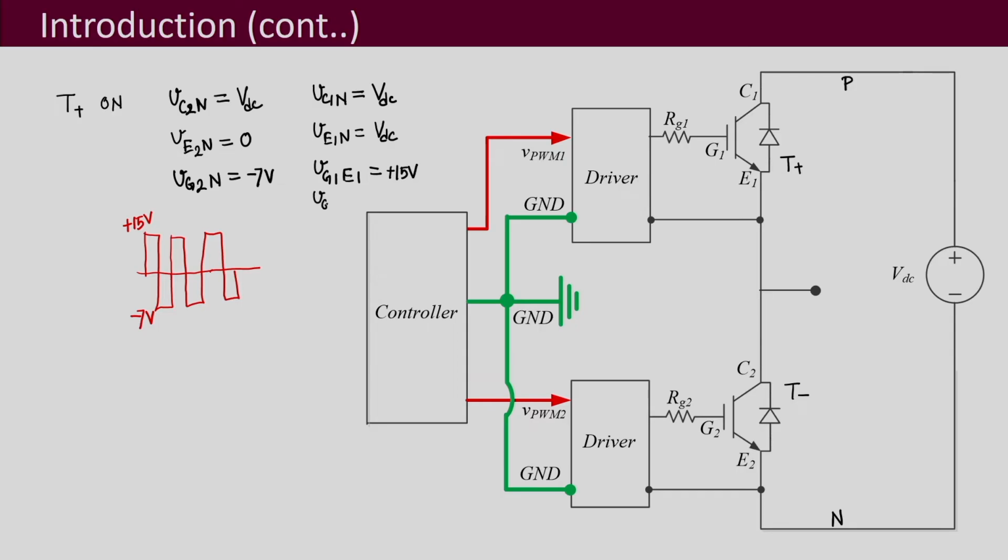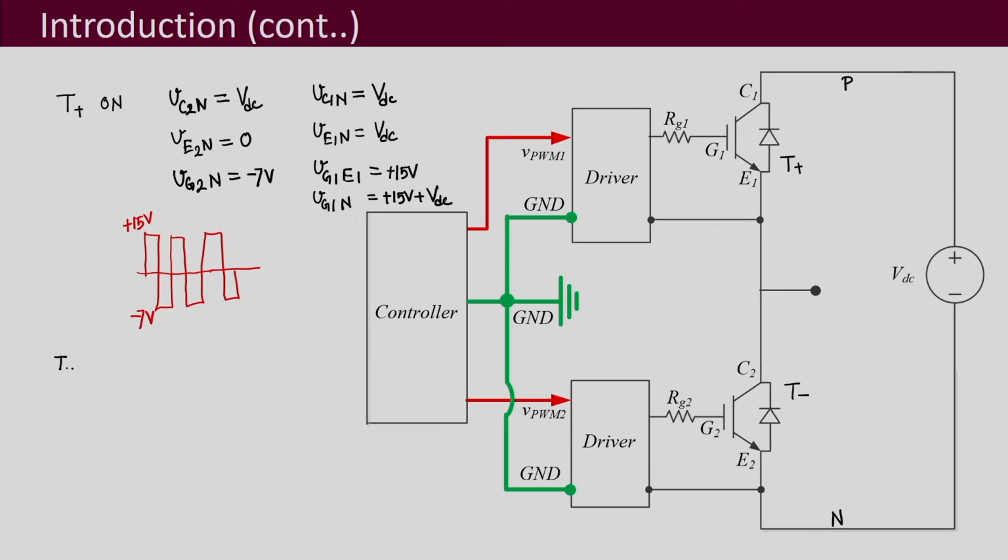So, then this will be equal to plus 15 volt. And if we see VG1 with respect to N, so that will be equal to plus 15 volt plus VDC, because over here this E1 itself is at the potential of VDC. So, with respect to N, E1 is at VDC, and with respect to E1, G1 is at plus 15 volt. Now, let us see the potentials when T minus is on, that means your lower switch is on.